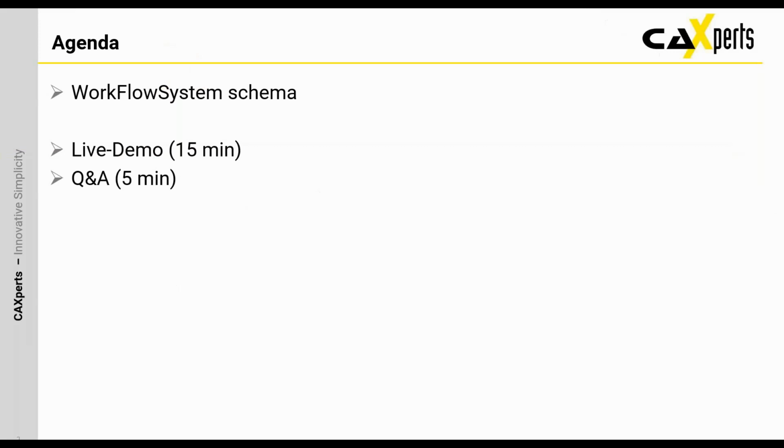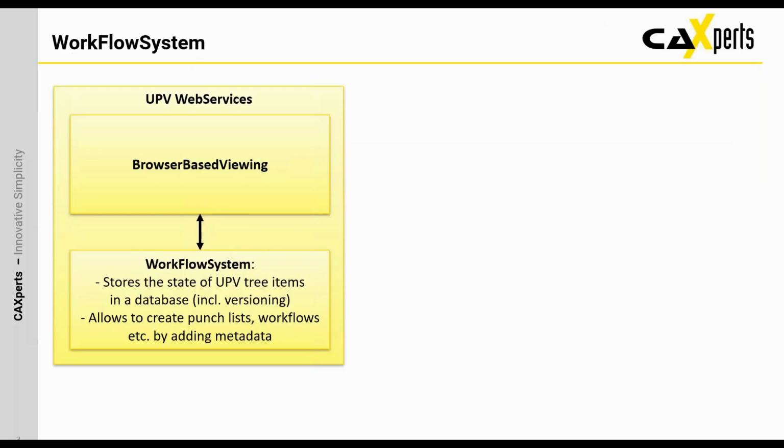So first of all, I want to show you how the workflow system integrates into your infrastructure. The workflow system comes as part of the UPV web services. You probably already know the browser-based viewing, which is the browser-based version of the Universal Plant Viewer. You can use it within any browser, and it's rendered on a server. So the workflow system complements this part.